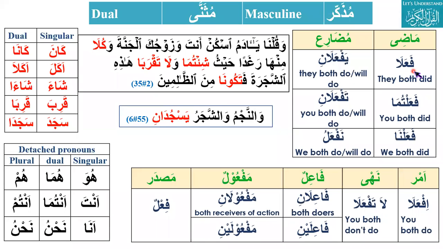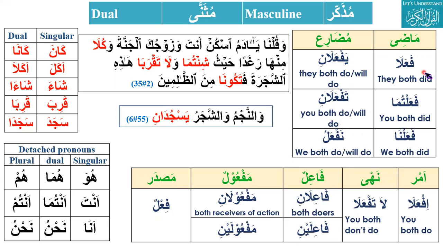Kana. Kuntuma. Kunna. Yakunani. Takunani. Nakunu. Kun is singular. Kuna. La takuna. Kainani. Kainaini. Makunani. Makunaini. Count. Thank you. Brother Hamad, can you please fit here?